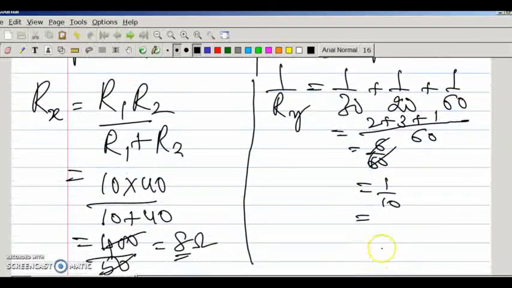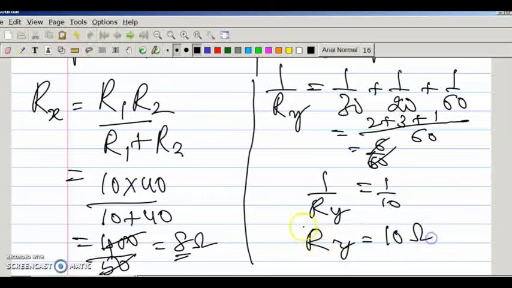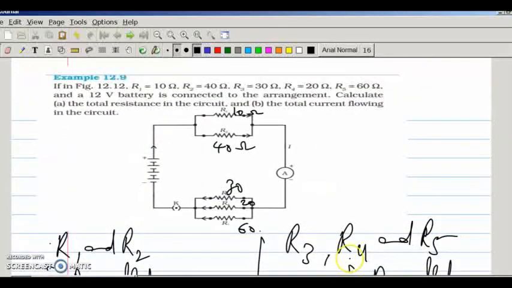That's 1 by 10. So 1 by Ry equal to 1 by 10. So Ry should be equal to 10. Now, what has he asked? He has asked what is the total resistance in the circuit.